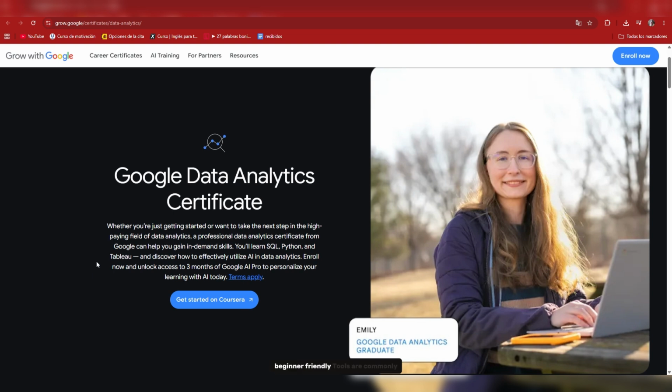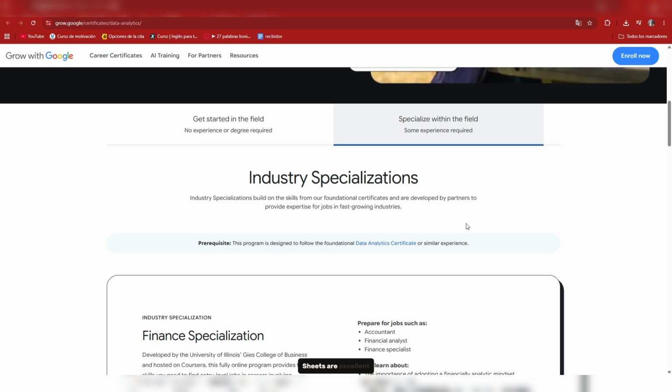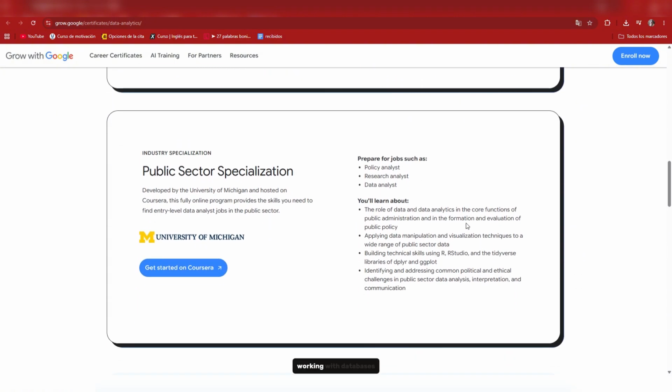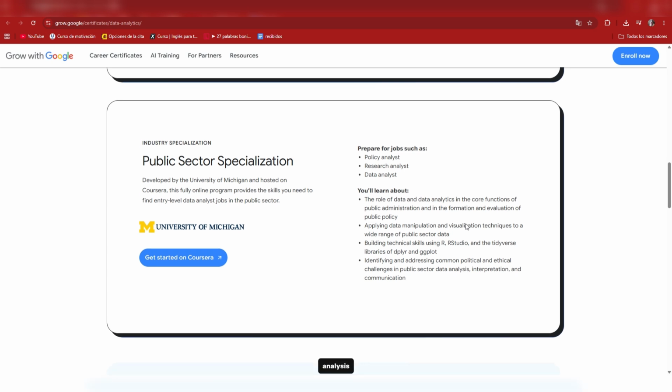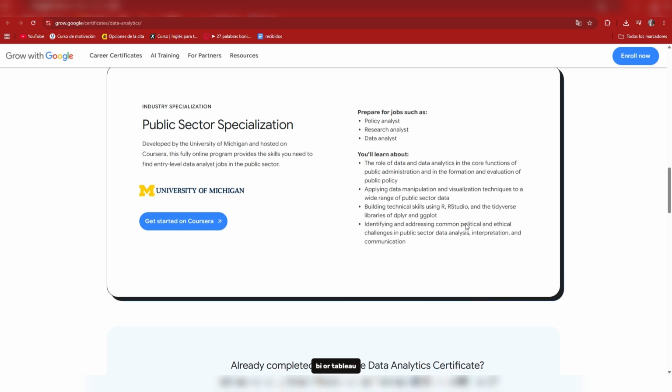Several beginner-friendly tools are commonly used for data analysis. Microsoft Excel and Google Sheets are excellent starting points for organizing and analyzing data. As your skills improve, you can learn SQL for working with databases, Python for automation and advanced analysis, and visualization tools like Power BI or Tableau.